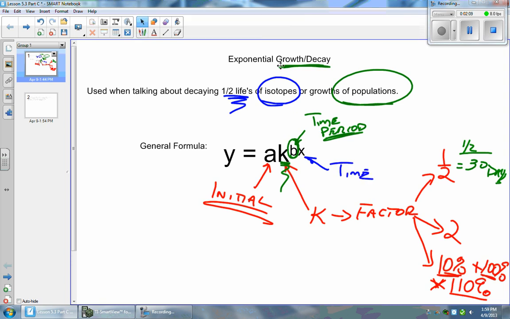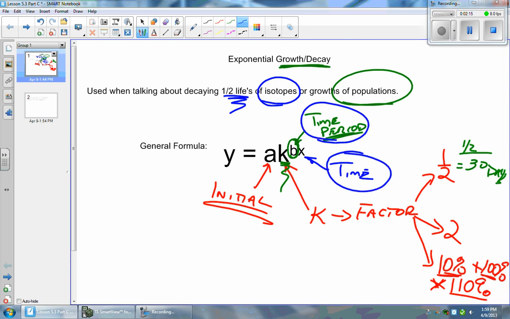So it's very important to realize that you know the difference between period and time. Time is how long it's going to be put into that, let's say, bacteria dish. Time period is how often does this double, or how often does the half-life come in, or how often does the percentage come in. And don't forget, that's always going to be reflected as a per something.